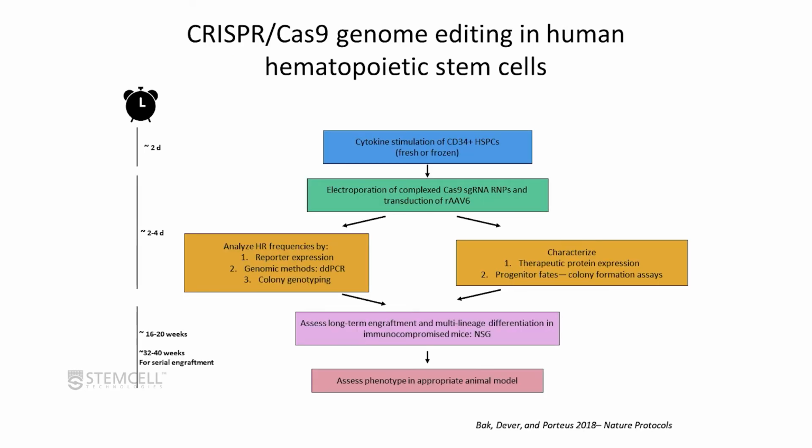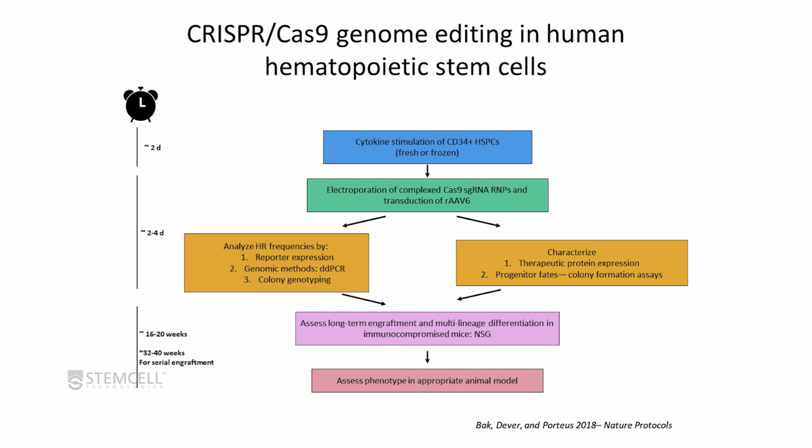This slide shows you a flowchart of a typical experiment using human hematopoietic stem cells. It's beautifully depicted in a Nature Protocols article that was published last year. After the cells are isolated, whether from cord blood or peripheral blood or bone marrow, typically the cells are expanded. Right now we're expanding them for about 48 hours, but people are working on methods to expand them for longer periods.